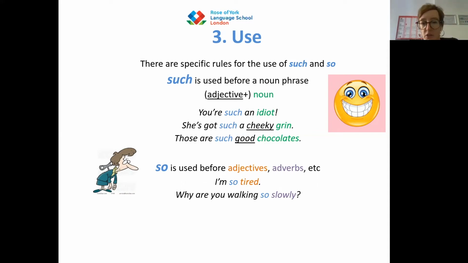And you can use "so" before an adverb. So, "Why are you walking so slowly?" "I'm so tired." "Tired" is our adjective, "slowly" is our adverb. What do adverbs do? They describe an action, they describe the verb. So in that case, "slowly" is describing the walking. So this lady over here is walking so slowly because she's so tired.